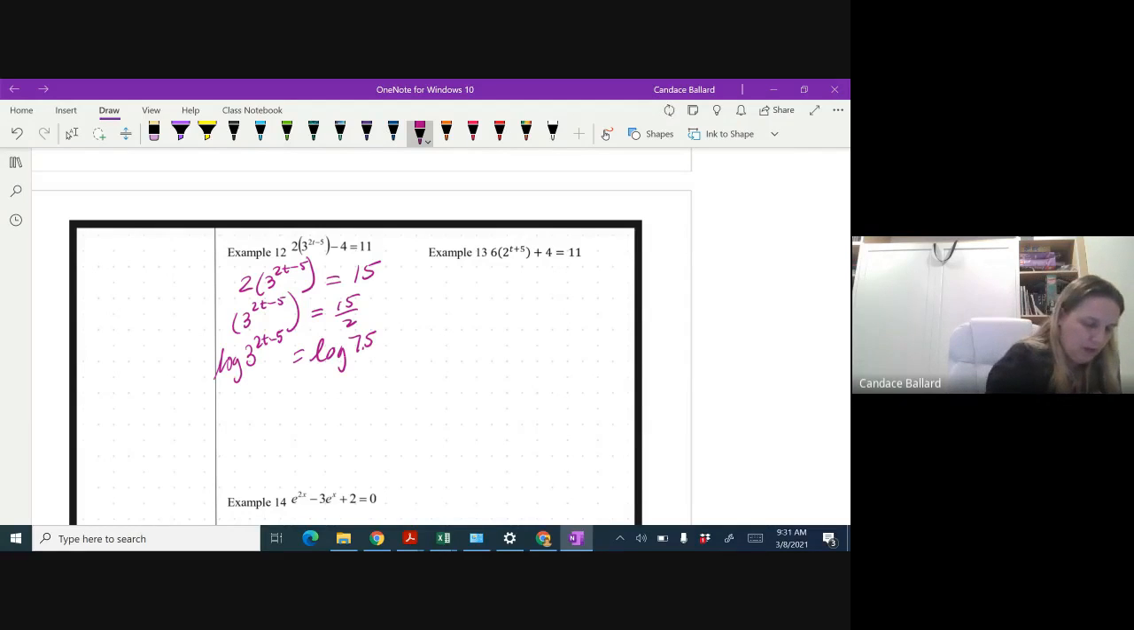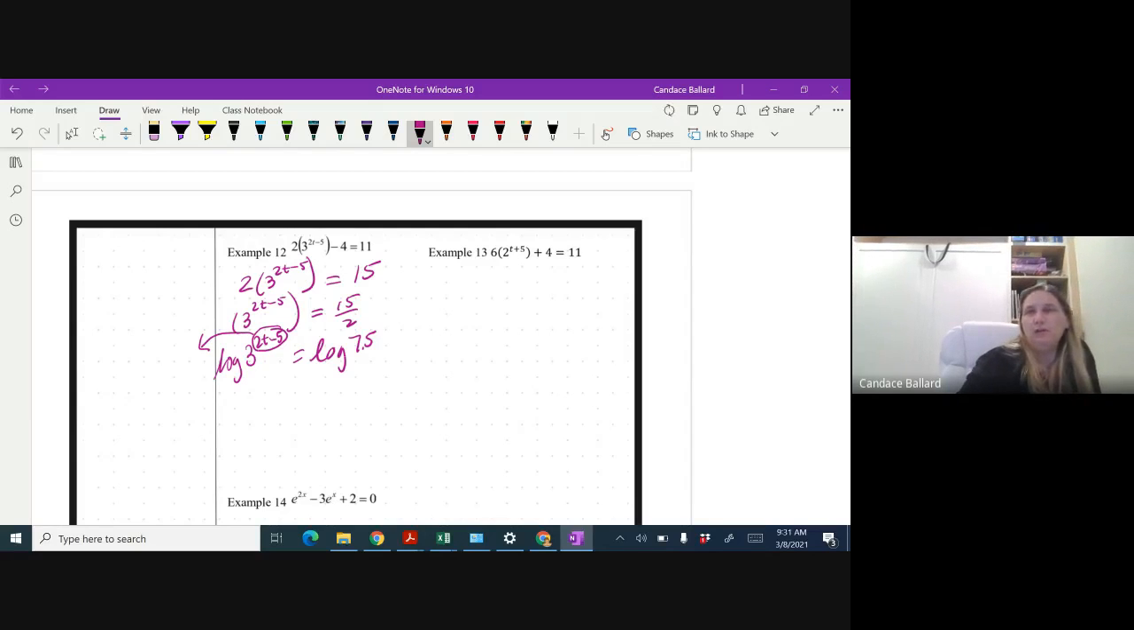I'm being lazy. All right, I now need to take this exponent and move it to the front. And there's going to be a lot of algebraic manipulation going on here. So now it's 2t minus 5 times log of 3 equals log of 7.5. There are a number of things I can do from here. I could divide the log 3 over and then add 5 and divide by 2. That's an option. The other thing I could do is distribute this log in. So I'm going to go that route.